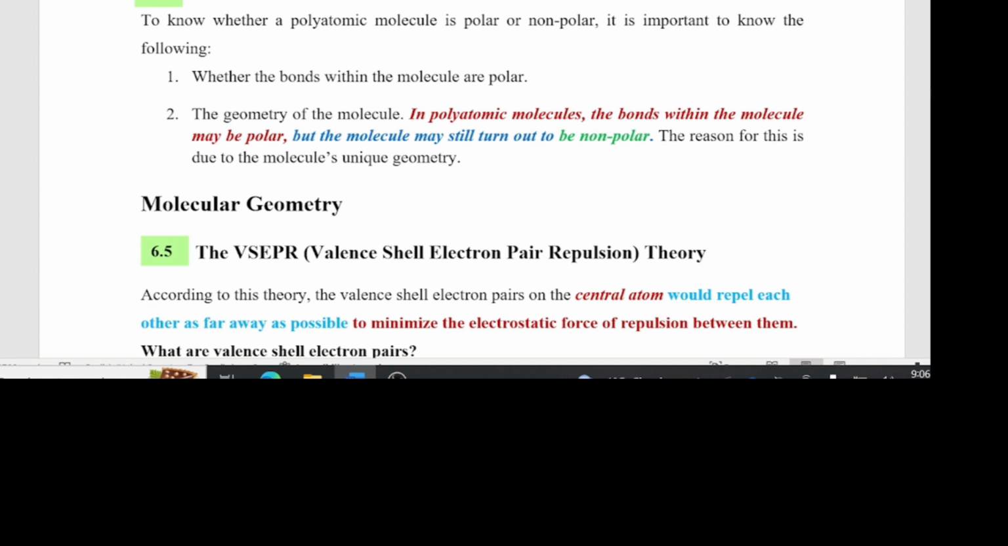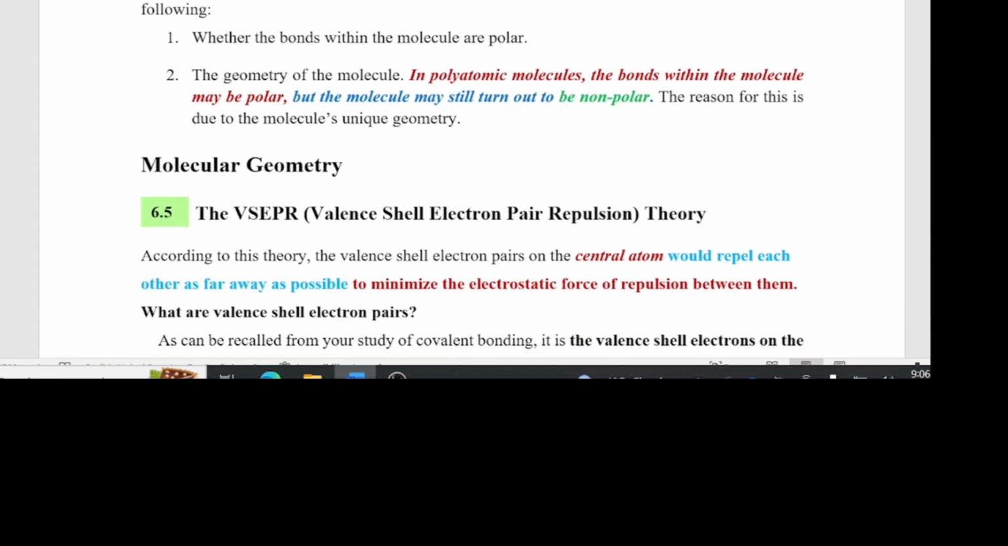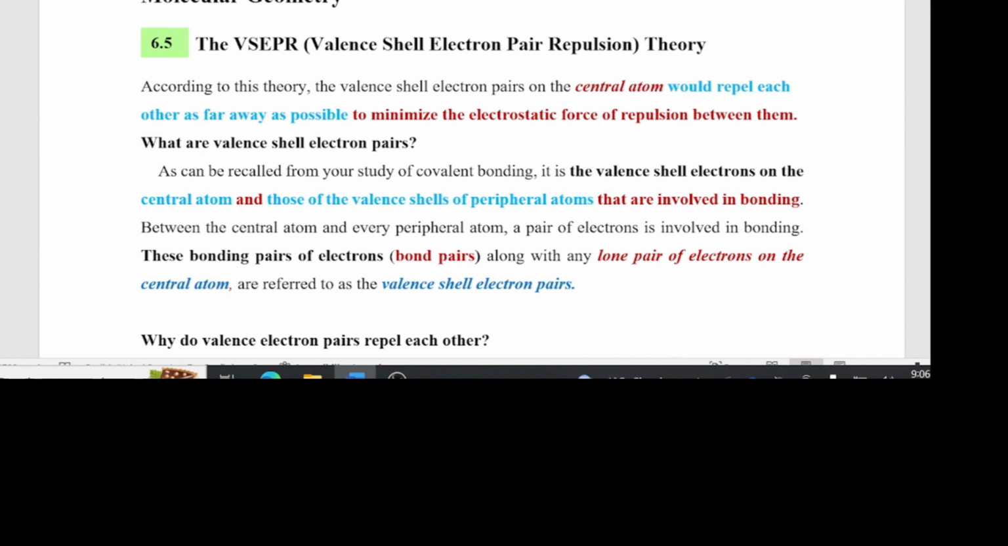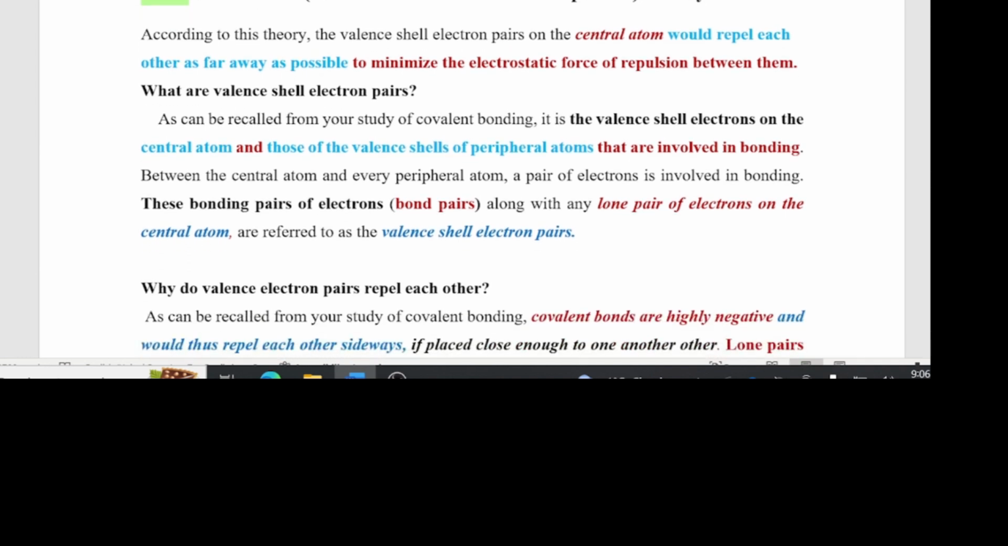Now you do molecular geometry for polyatomic molecules. There is this concept called the valence shell electron pair repulsion theory, VSEPR theory. Okay, we'll read and we'll explain. According to this theory, the valence shell electron pairs on the central atom will repel each other as far away as possible to minimize the electrostatic force of repulsion between them.